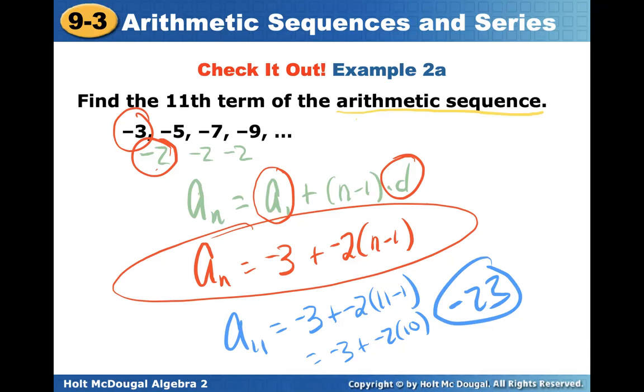Now, we could have found negative 23 by just continually subtracting 2. But I think in the long run, this is going to be the best way to do it. You're going to want to, because what if it was the 37th term? Would you want to subtract? No, you wouldn't want to do that. Okay. All right, so we want to make sure we're getting familiar with using these relationships.